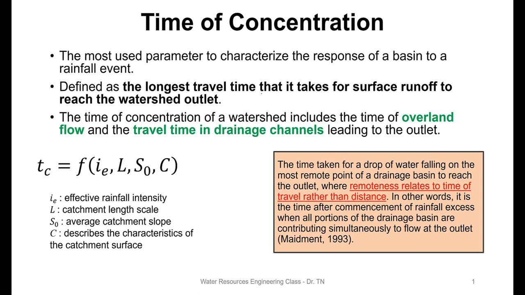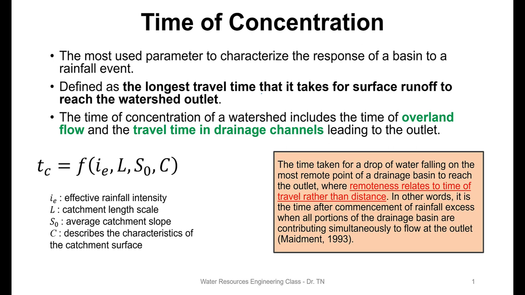Time of concentration is arguably one of the most important characteristics of a watershed. It helps us to move from effective rainfall intensity, or a hyetograph, to your hydrograph, to unit hydrograph. So what is time of concentration?